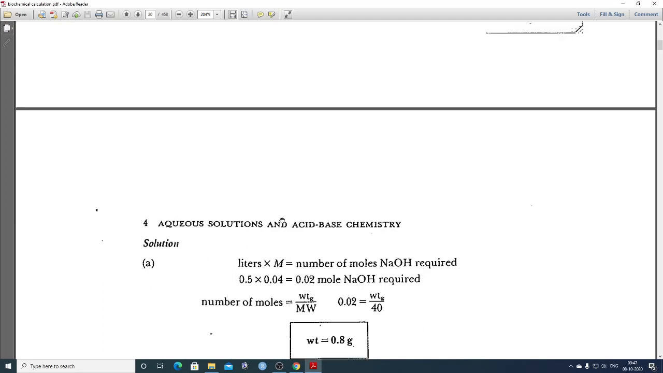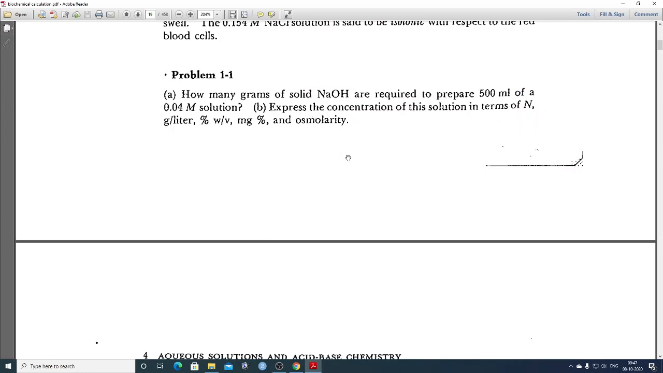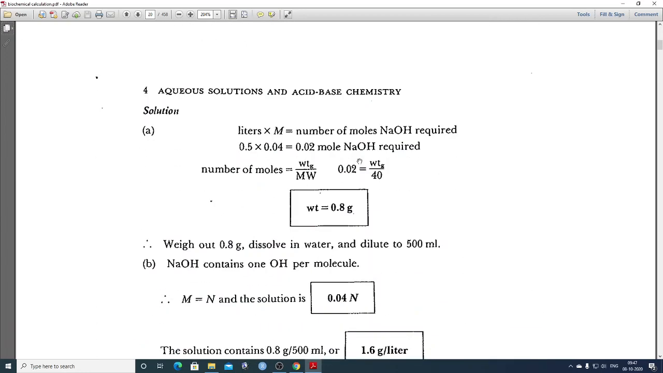So next thing, what we want is how many grams of NaOH is required. So we want to calculate from how many moles. Now moles, you know liter, molarity; based on this we calculated the moles. Now we already saw the formula for moles, which is equal to the weight in grams divided by molecular weight. So that is 0.02 moles, and this is equal to weight in grams we require, G divided by molecular weight.